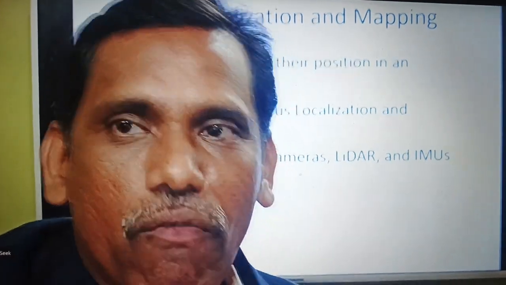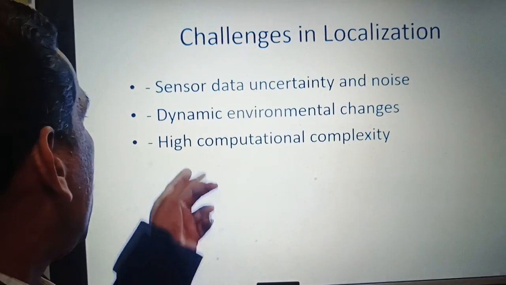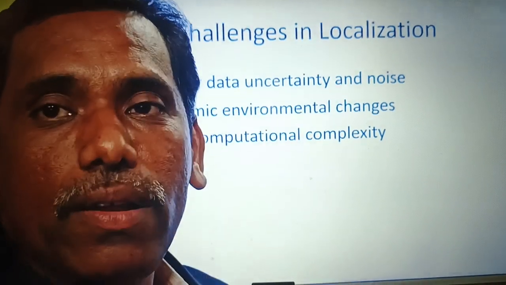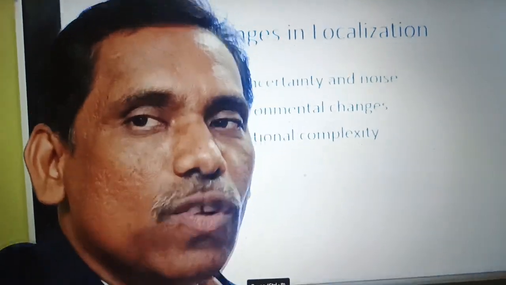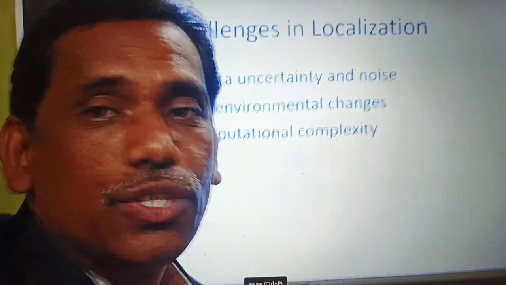Localization is crucial for autonomous robots, but several challenges can affect accuracy and reliability. Sensors like LiDAR, cameras, and GPS can have errors due to environmental factors. Sensor data uncertainty and noise: measurement inaccuracies lead to incorrect position estimation.